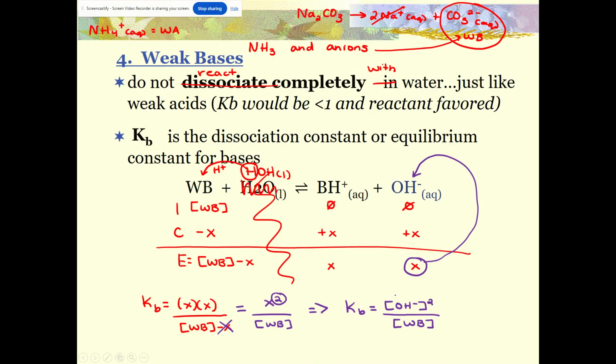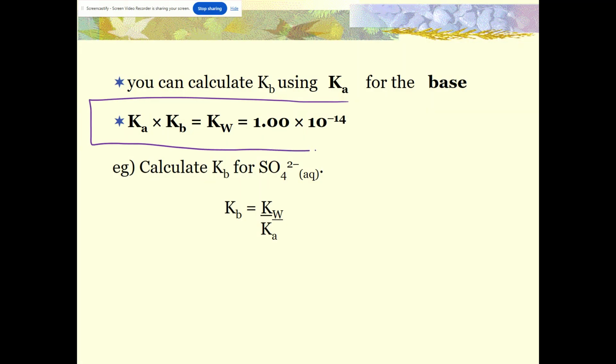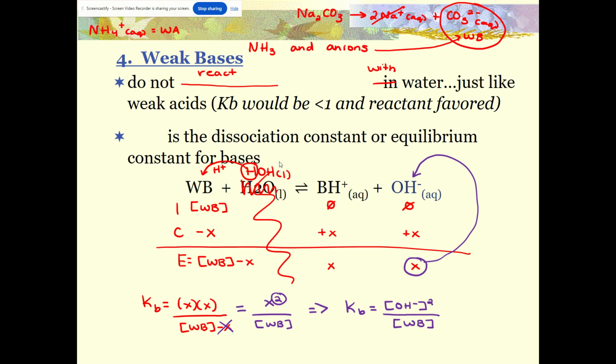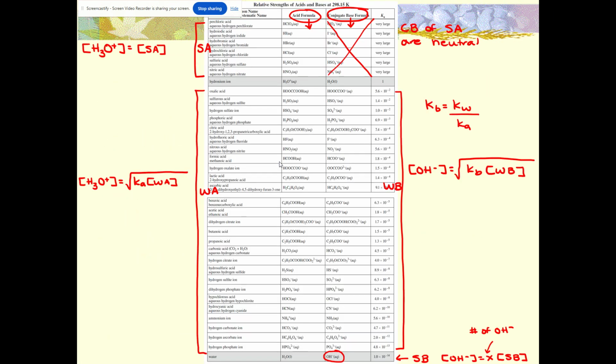Now, before we get on to that, we're going to look at KB again, because KB is not given on the data booklet. But we know that Ka times KB equals KW. So if you're ever looking for the KB of something, you're going to take the KW and divide by the Ka written right beside that base. So let's say we're doing SO4 2 minus. If I go back to that data booklet page and we look for SO4 2 minus on the base side, right?